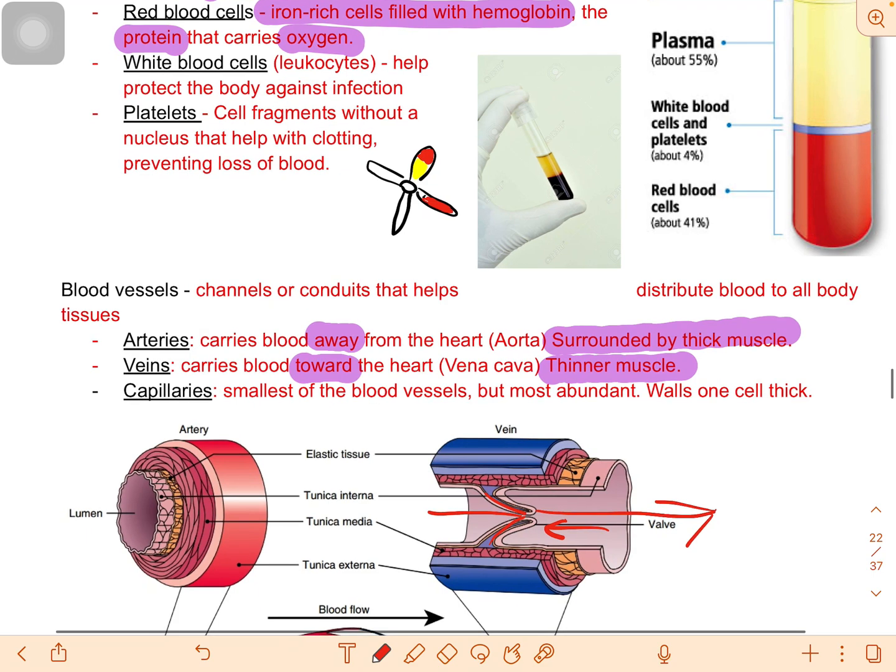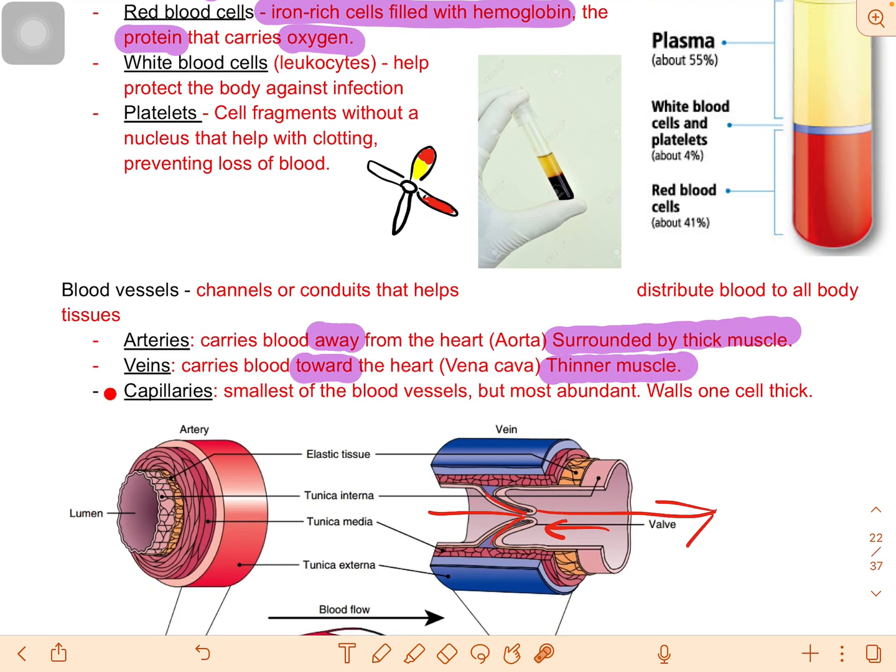The last blood vessel we're going to talk about are the capillaries. They are the smallest of the blood vessels, but the most abundant. They are one cell thick, those walls. The cell walls on a capillary are one cell thick. Okay? So remember that. They are the smallest, but most abundant.